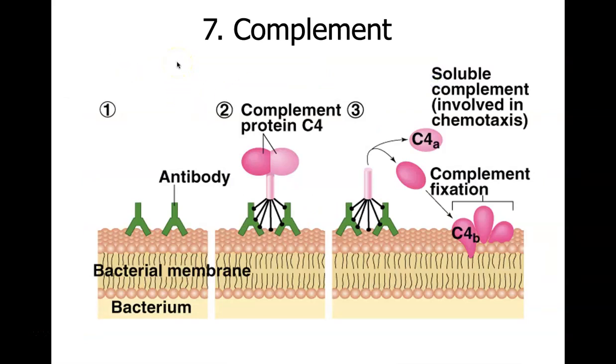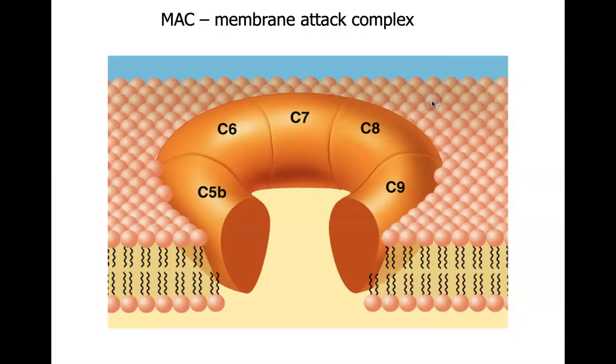Here's a picture of how these things recognize. So we've got antibodies here that can bind to a bacterial membrane. The complement protein then can bind to the antibodies and help support the antibodies' function on these foreign bacteria. Here's what the MAC, membrane attack complex, looks like. And so you might want to take a break here.